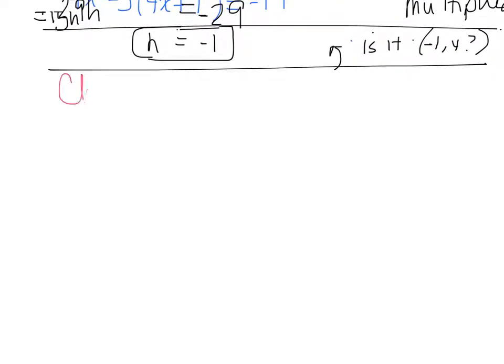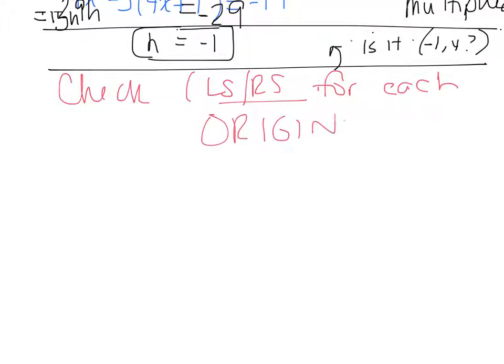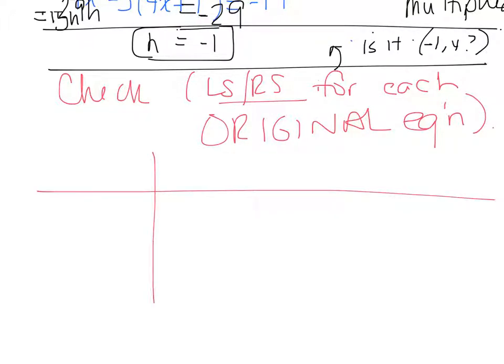In order to check your solution, we do a left side, right side for each original equation, in huge letters because it's very, very important. So my first original equation was 3h minus 4k equals 5. And my second original equation was 5h plus 3k equals -11.